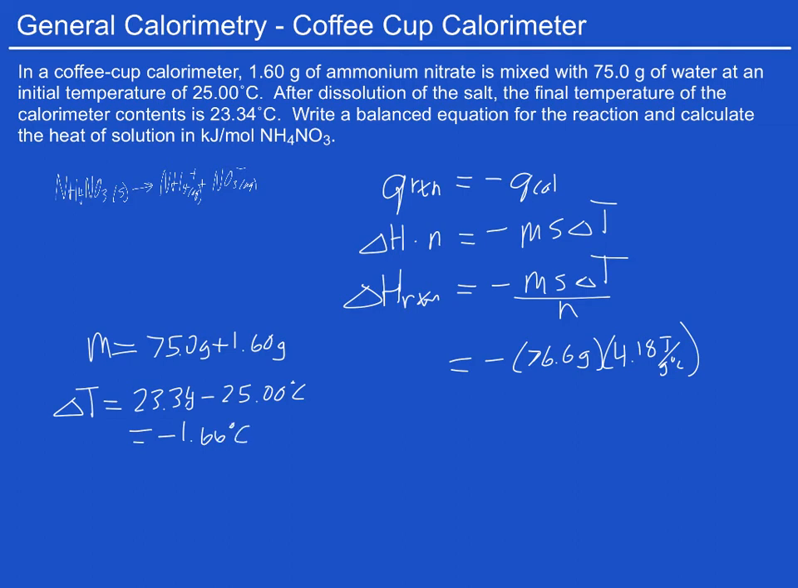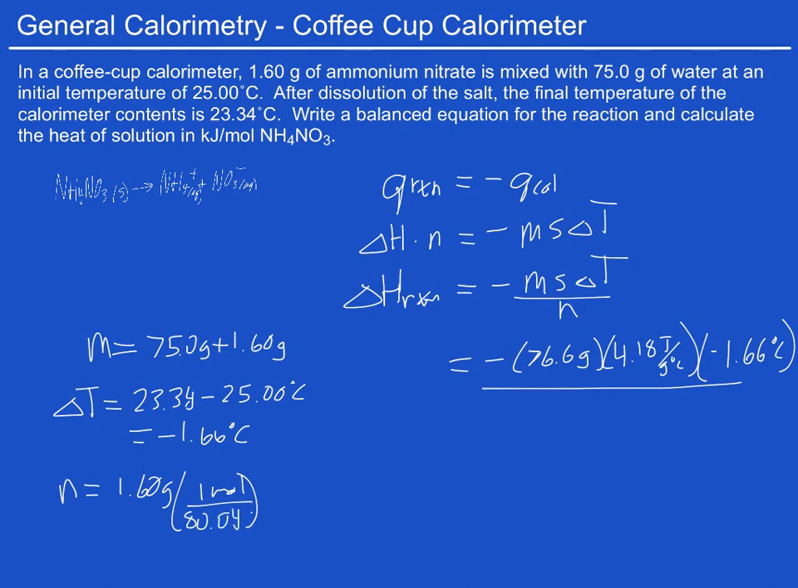Now that negative part is going to help us out here because that's what's going to let us keep track of whether it's exothermic or endothermic. Okay, and now we have to divide by the moles, and for the moles, like we've been doing all year, all we have to do is take the 1.60 grams and convert that to moles. So 1 mole, and the molar mass of ammonium nitrate is 80.04 grams per mole. So we get out of that 0.0200 moles. So we're going to divide by 0.0200 moles.